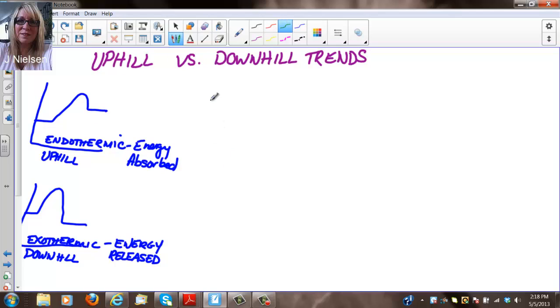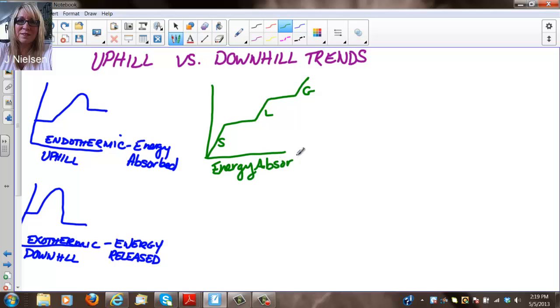So, a heating curve, if you recall, is like this. You have solid to liquid to gas. And anytime I go from a solid to a liquid to a gas, again, I'm going uphill, energy is absorbed. And if you think about it, what happens when you hold ice in your hand? Well, the ice melts. Why does the ice melt? Because energy is being absorbed by the ice from your hand. This is a heating curve.